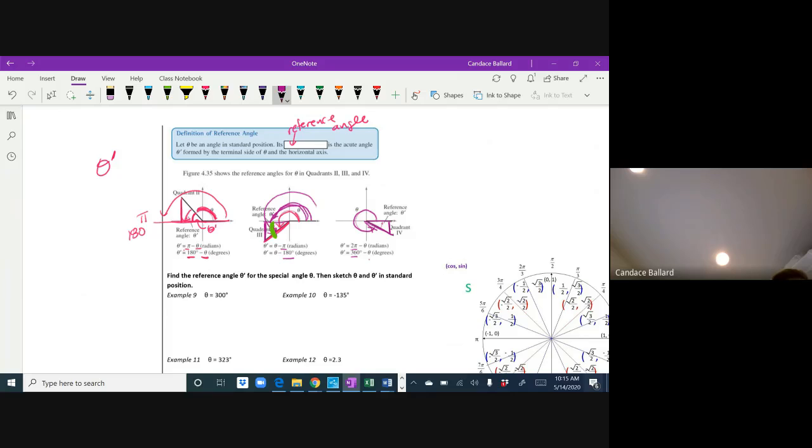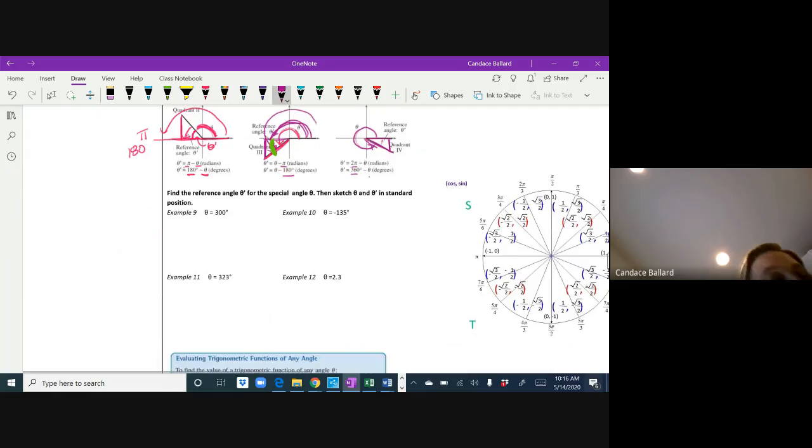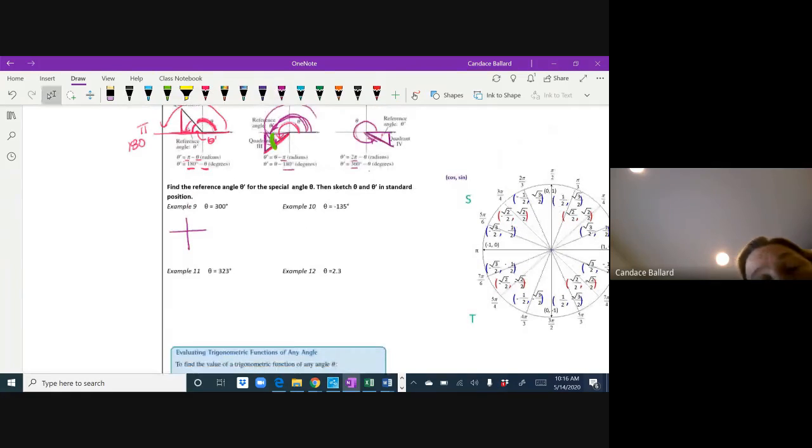All right, so we're just going to practice calculating some of these reference angles. Not quite there yet, okay? All right, so I'm going to start with 300, and I do like to draw the picture so I know where it lands. I don't have it on that particular unit circle.